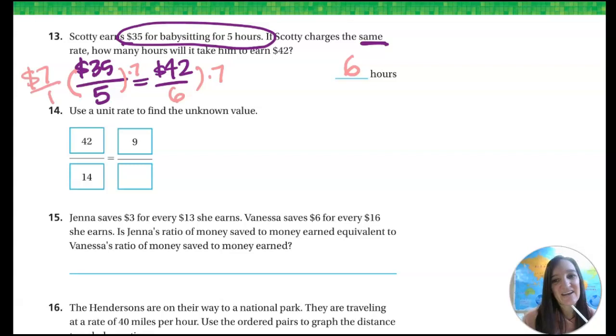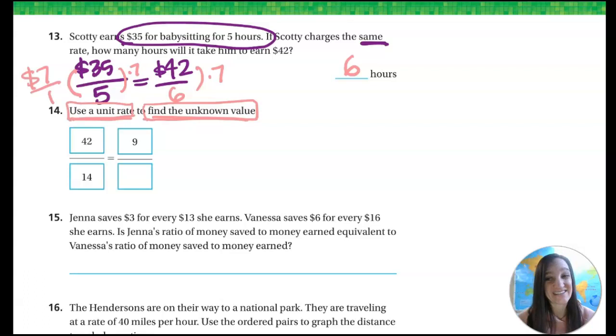This next one, I will show you how to get full points because there's two things you have to do. 1, use the unit rate, and 2, find the value of the unknown. A lot of my students will just find the value of the unknown, but they won't find the unit rate. So I can't give them full points. So let's do this first. Let's find the unit rate.